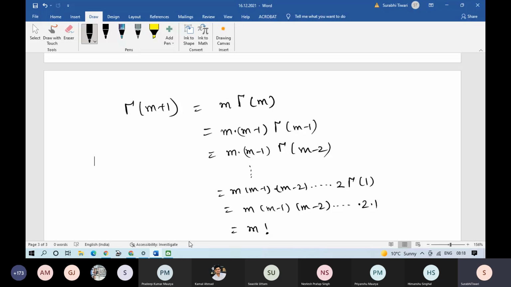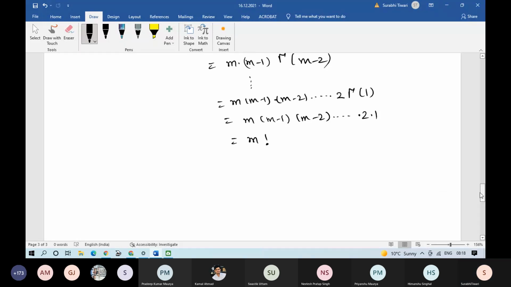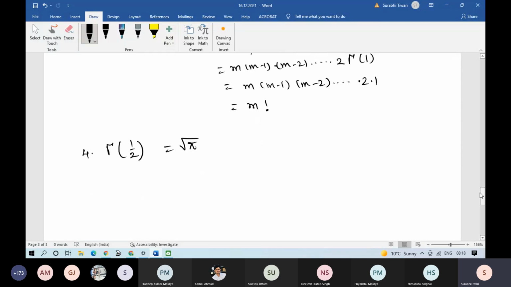Clear everybody? Now fourth is gamma half. This we have used that gamma half is equal to root pi. Now we will see how it is equal to root pi. So gamma half is equal to integral 0 to infinity. Put alpha is equal to half. So half minus 1 means x to the power of minus half e raised to the power of minus x dx. Now you integrate this.